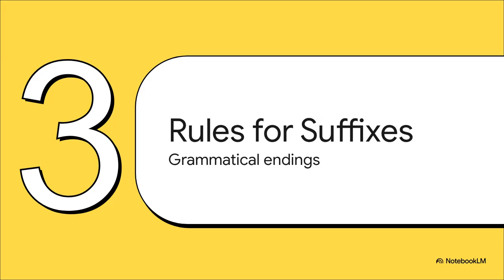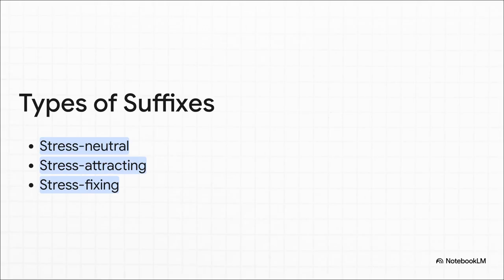All right, section 3, rules for suffixes. Zooming out even further now, let's look at what happens when we start tacking grammatical endings onto our words. Suffixes are a huge deal for exams because they completely manipulate word stress. So, treat this next bit like a mental filing cabinet for your prep. Suffixes generally behave in one of 3 ways. They're either stress neutral, stress attracting, or stress fixing. Let's break down exactly how each one of those works.